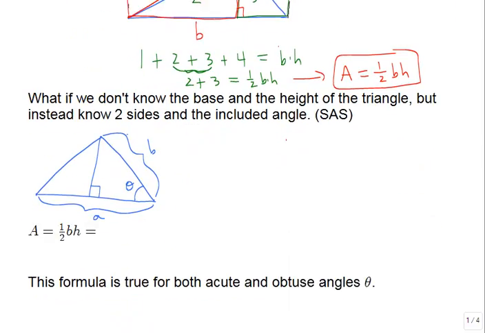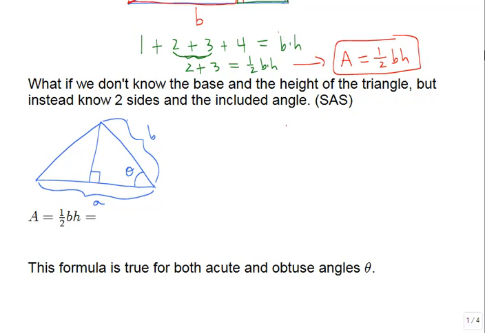So what happens if you don't know the base and the height of your triangle, but instead you know 2 sides and the included angle? For example, in this triangle right here, I might know this side A and this side B and the angle in between, and we call that SAS, side, angle, side. So how would we figure out the area of this particular triangle?